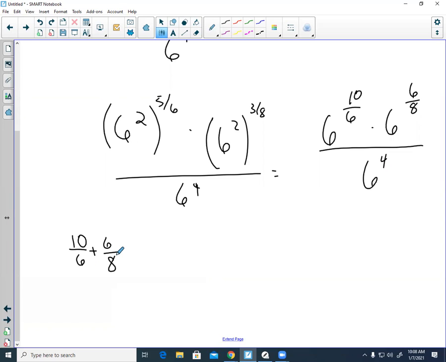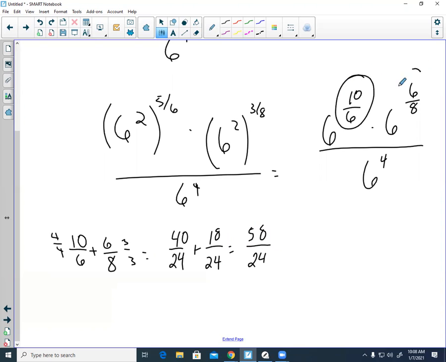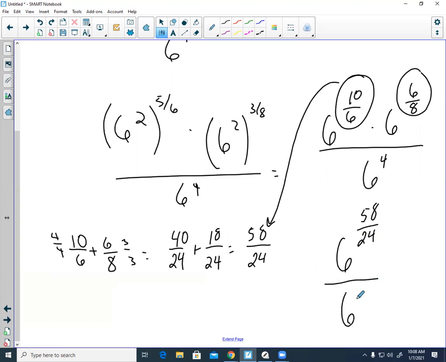24. 24 is, right? So I can multiply this one by 4 over 4, and I can multiply this one by 3 over 3. So this is going to end up turning into 40 over 24 plus 18 over 24, which is the same thing as 58 over 24. So this whole thing right here and here has simplified down to this. So now my new expression is going to be 6 to the 58 over 24 all over 6 to the 4.